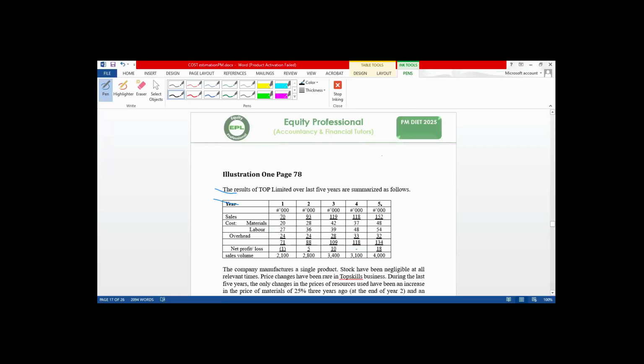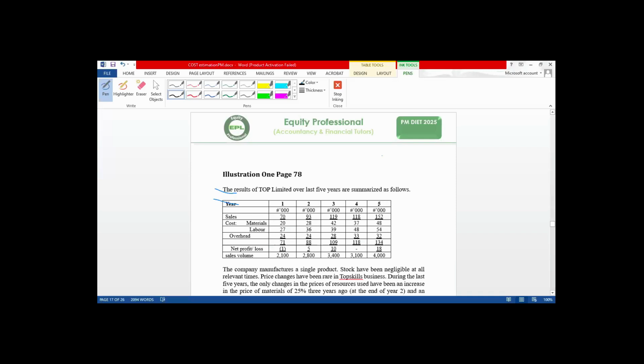Look at it. 1, 2, 3. Okay, we are now in 2025. What is 3 years ago? 2025, 2024, assuming we are at the end of 2025. And I say 3 years ago. That means I'm going to have 2025, 2024, 2023.